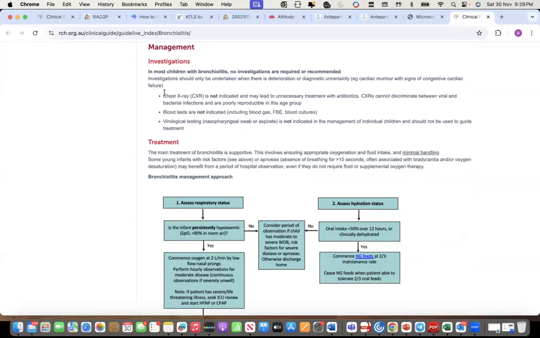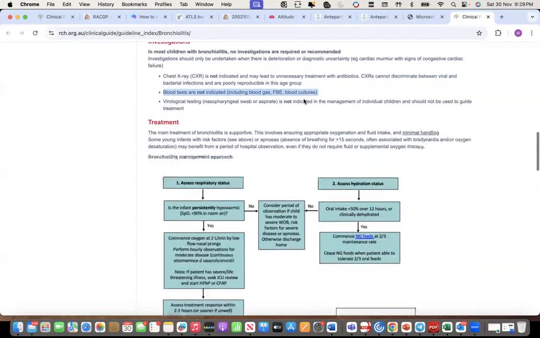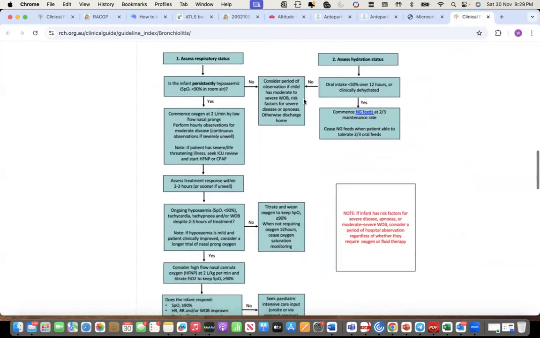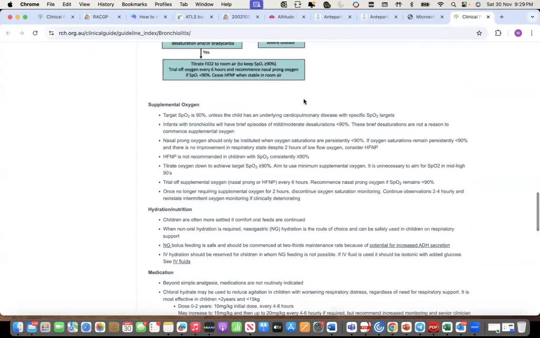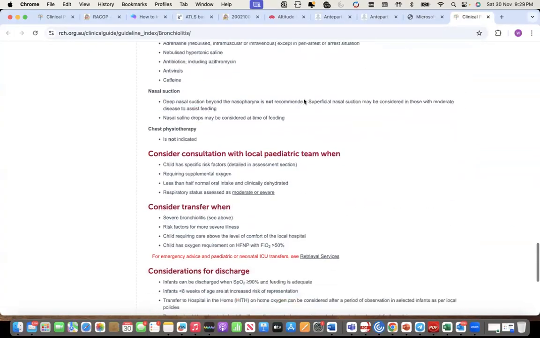So chest X-rays are generally not indicated and may lead to unnecessary treatment with antibiotics because they cannot discriminate between viral and bacterial infections. Blood tests are not indicated. That includes blood tests like cultures, full blood counts, blood gases, etc. Virology is not indicated. So symptomatic treatment with oxygenation and hydration is all that is required.